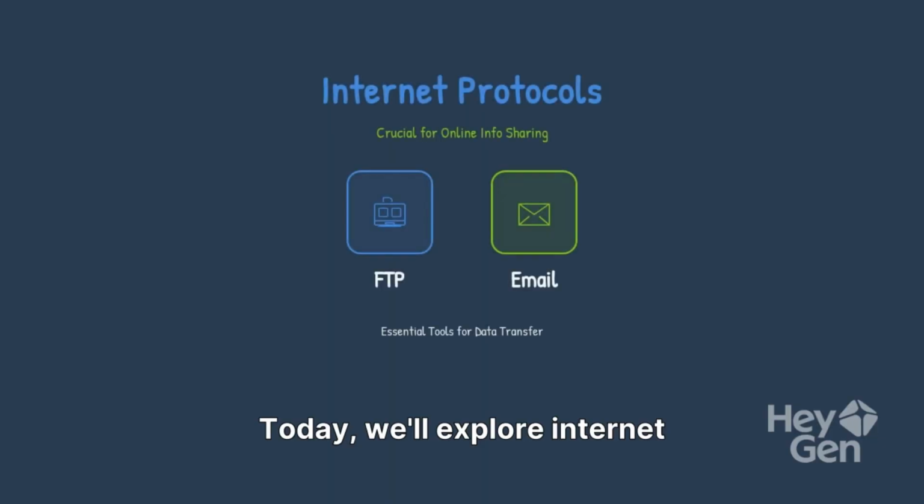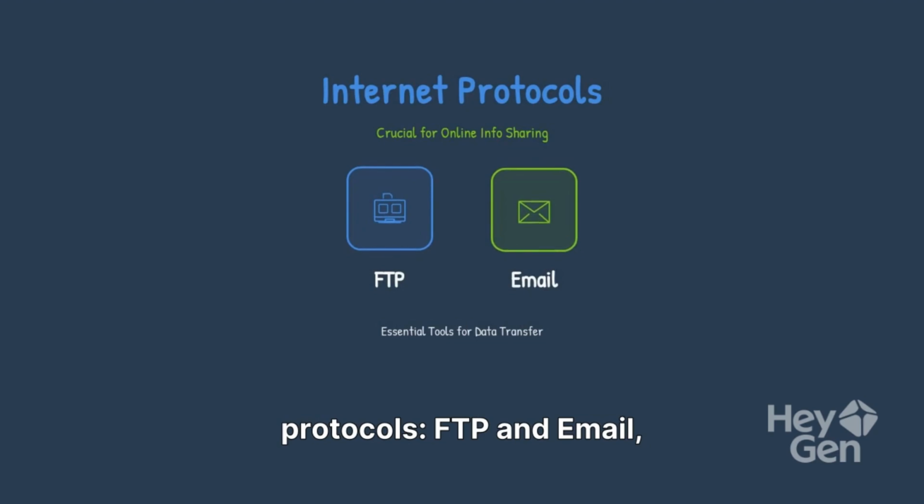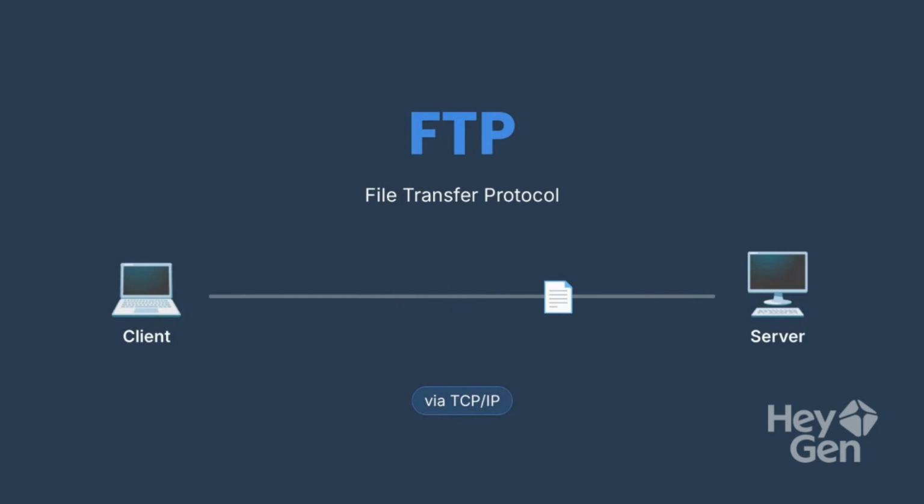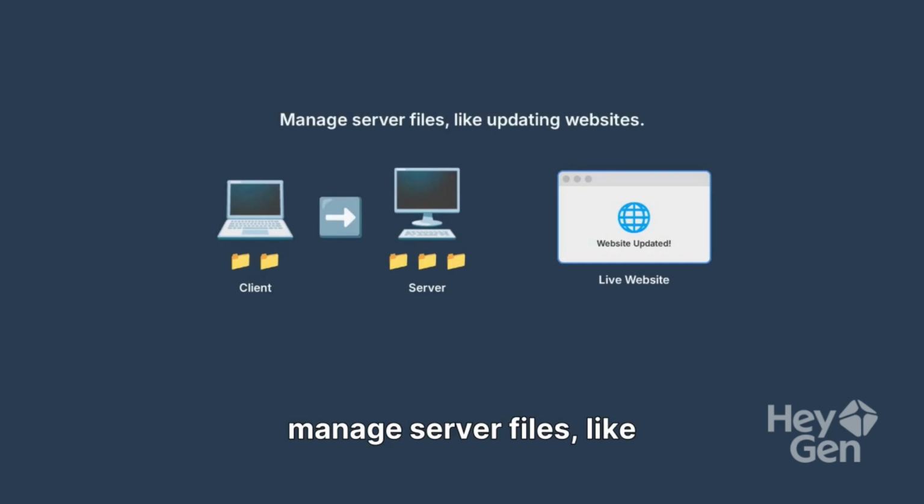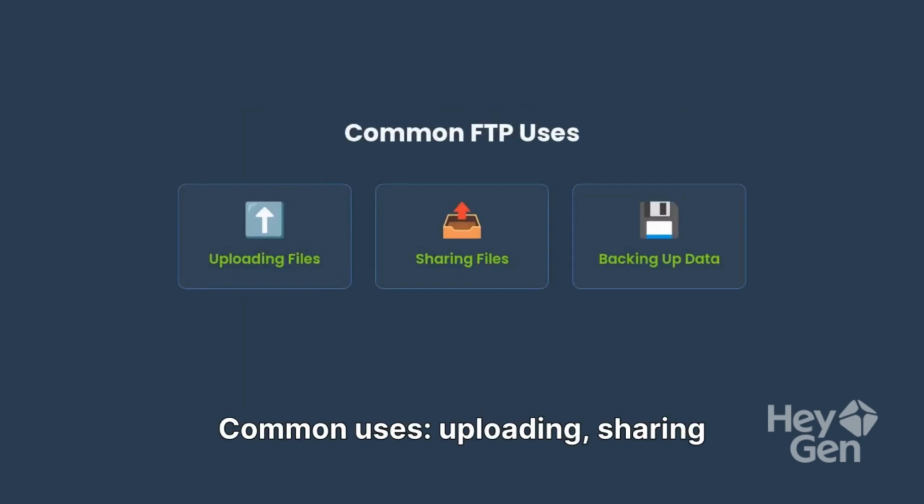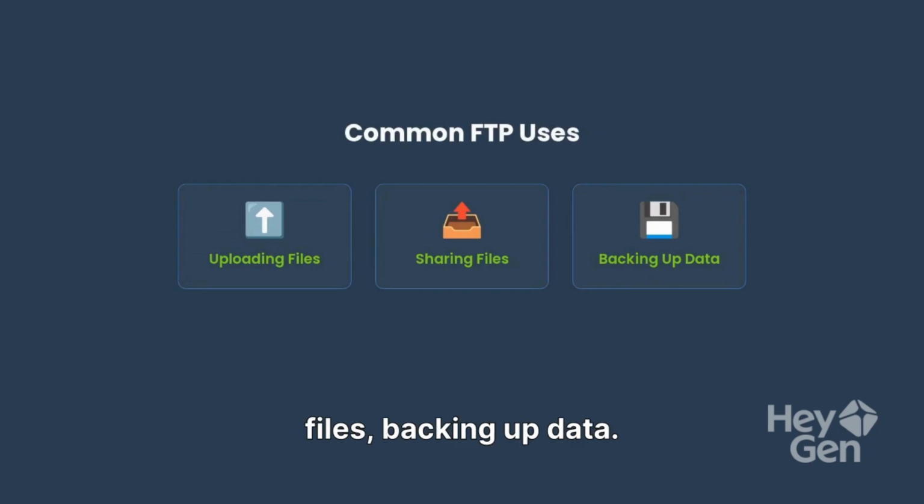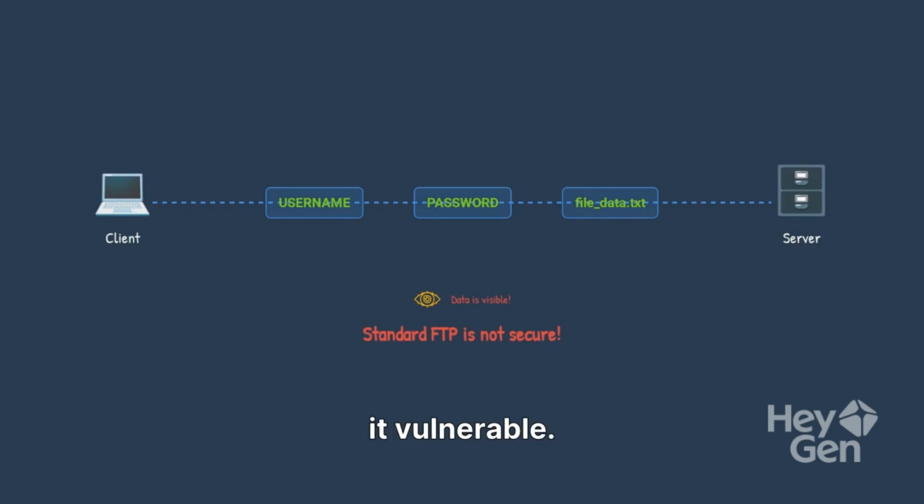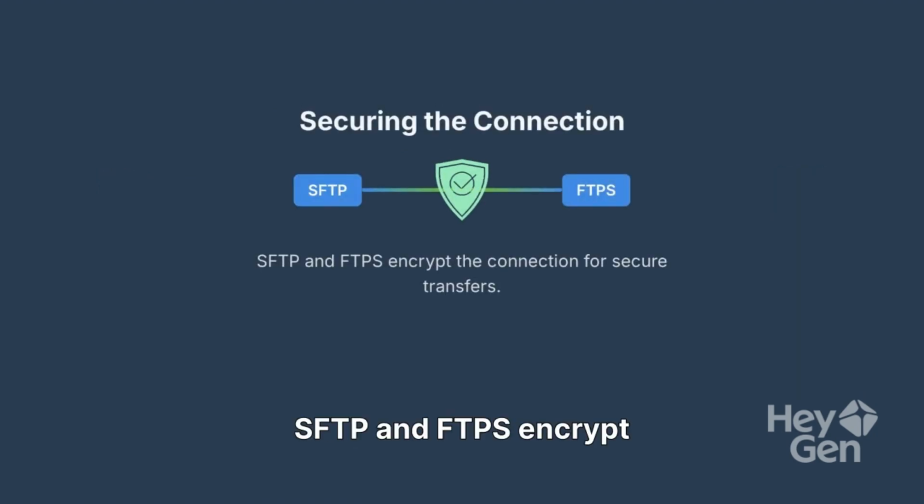Today, we'll explore internet protocols, FTP and email, crucial for online info sharing. FTP, or File Transfer Protocol, transfers files between a client and server via TCP/IP. It allows you to manage server files, like updating websites. FTP uses port 21 for commands, port 20 for data. Common uses: uploading, sharing files, backing up data. Standard FTP transmits data in plain text, making it vulnerable. SFTP and FTPS encrypt the connection for secure transfers.